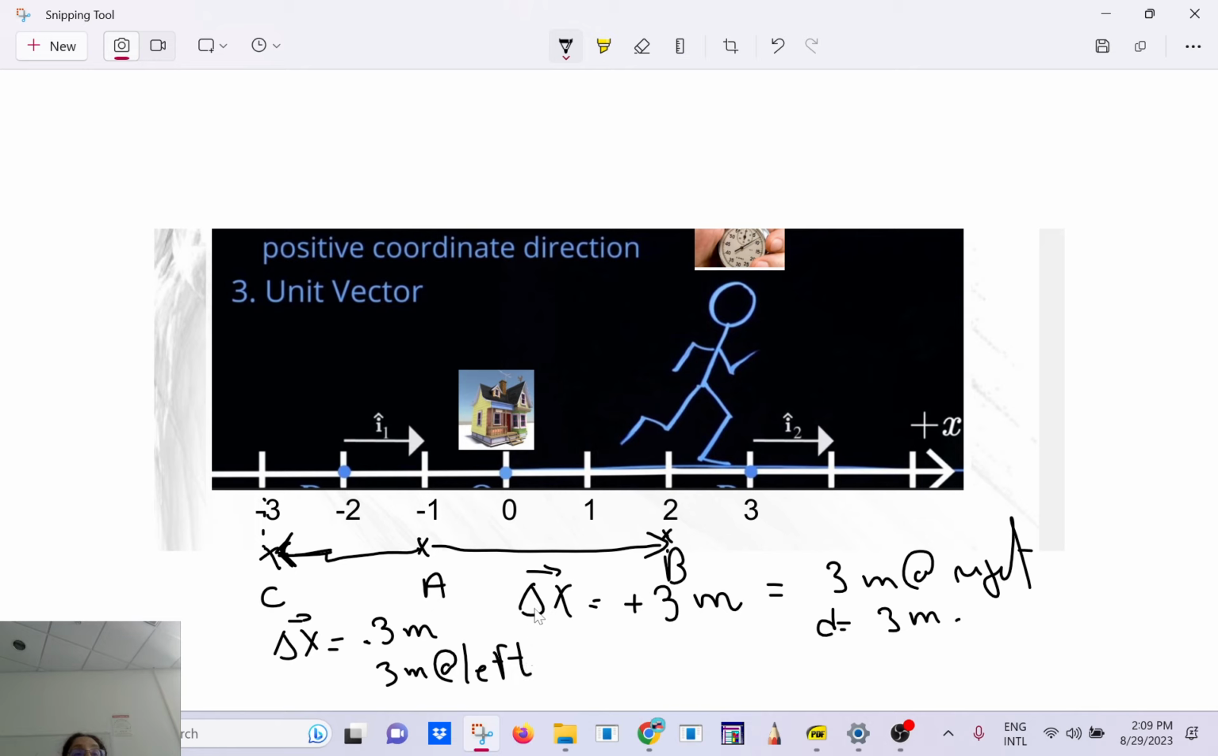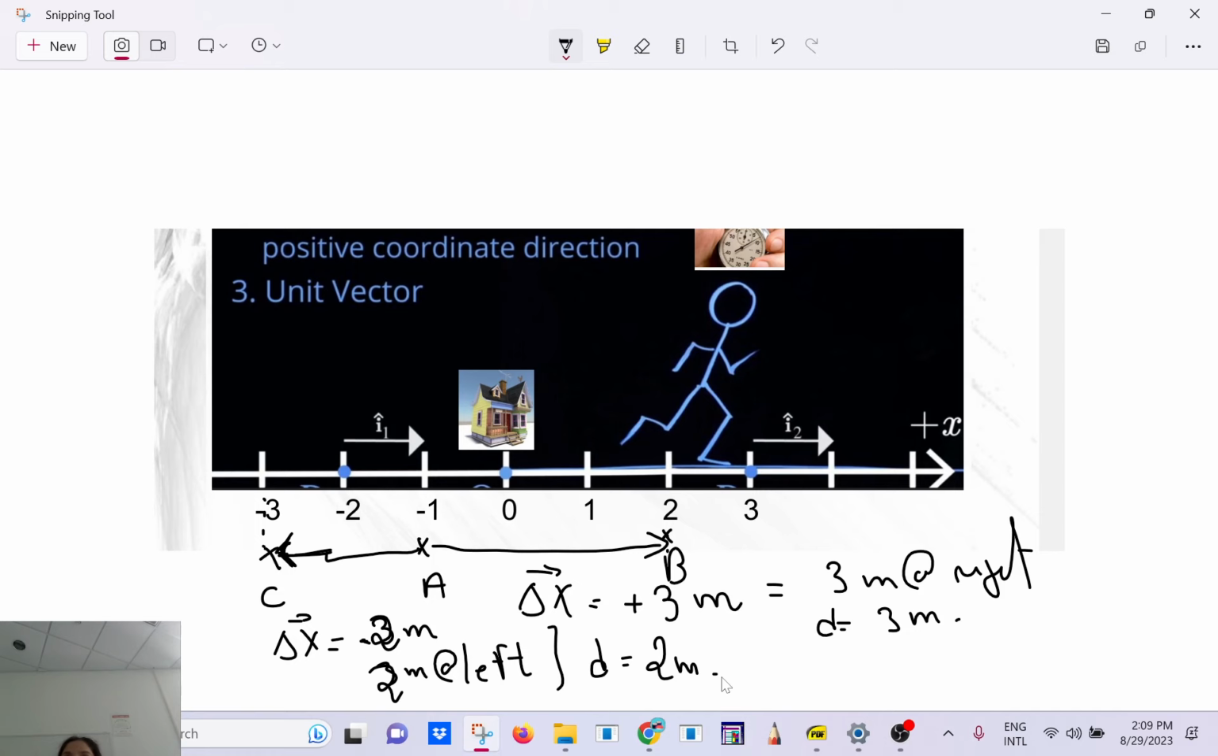Is that clear? So displacement and distance are not the same mathematical object. In that case, what's the distance? Who said 3? You confuse me here. It's 2, right? 1, 2. So it's minus 2 or 2 meters to the left. And what's the distance? It's just 2. Is that clear?